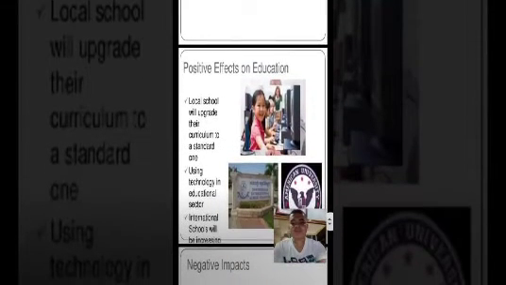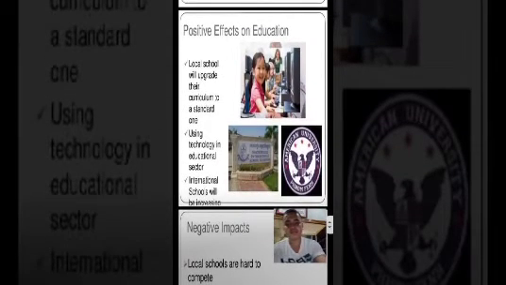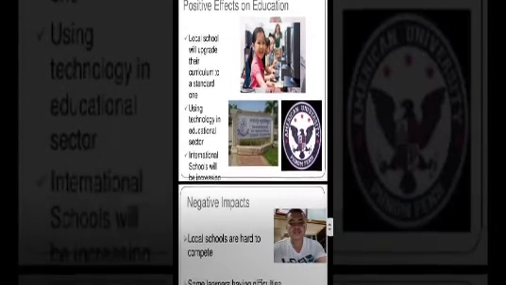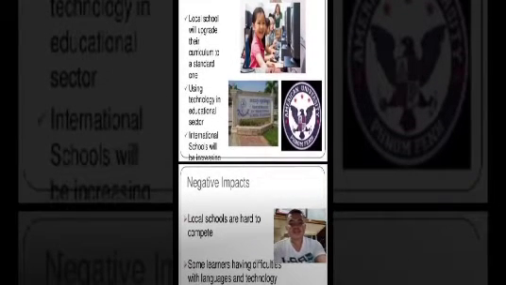So, positive effects on education. Local schools will upgrade their curriculum to a standard. There are effects on education from globalization. Using technology also in the educational sector. International schools will be increasing.